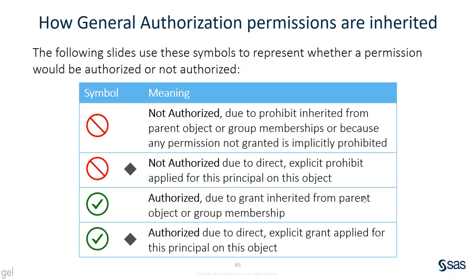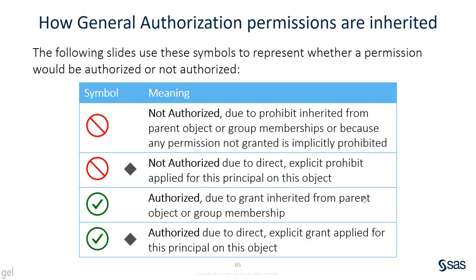So to try and make this a bit more real for you, we have an animated slide that will go through a couple of scenarios. And we use the symbols that you're going to see within the application. The symbol with the red line through it means not authorized due to a prohibit inherited from a parent object, or because any permission not granted is implicitly prohibited. So an inherited prohibit or the implicit prohibit that everything gets.